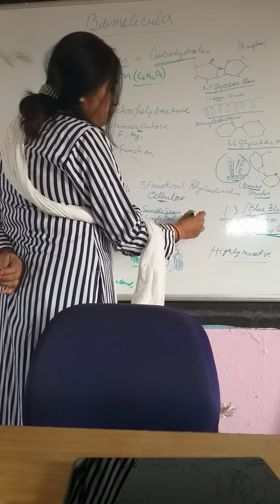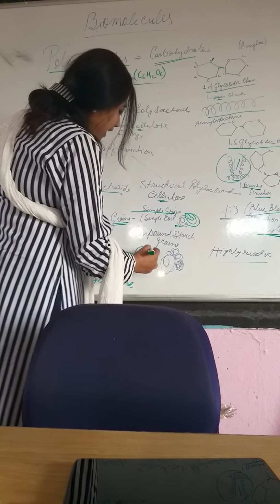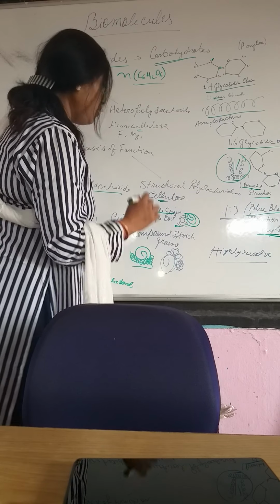This ring is called the hilum. So this is a simple hilum, and this is a complicated hilum structure here.